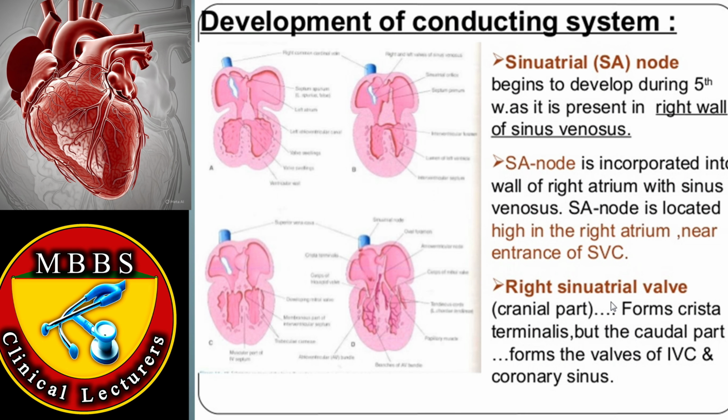Now initially the sinus venosus is responsible for the generation of the impulse formation, and when it is incorporated into the right atrium, a node is identified in the right atrium that is called the sinoatrial node. It begins conduction at approximately the 5th week in the right wall of the sinus venosus. This sinoatrial node is incorporated into the wall of the right atrium, and then it becomes the permanent site, near the entry of the superior vena cava.